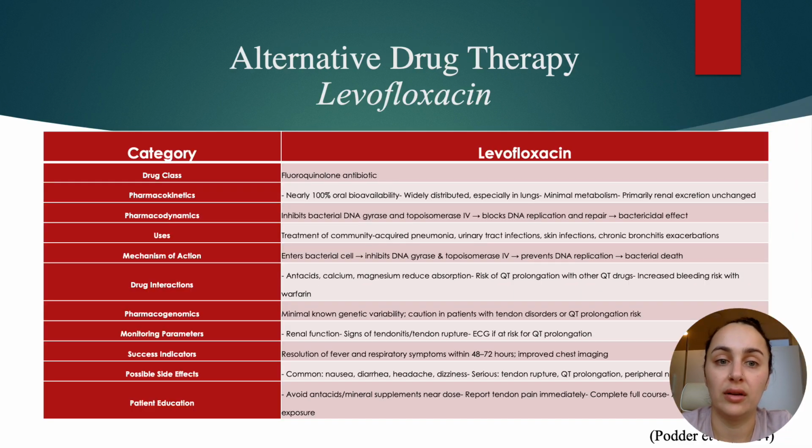An alternative drug therapy for this diagnosis is levofloxacin, which is a fluoroquinolone antibiotic commonly used as an alternative treatment for community-acquired pneumonia. It has excellent oral bioavailability, and it distributes widely throughout the body, including lung tissue. Levofloxacin works by inhibiting bacterial enzymes DNA gyrase and topoisomerase IV, which are essential for DNA replication and repair, resulting in bacterial cell death. It is primarily excreted by the kidneys, requiring dose adjustment in patients with renal impairment.